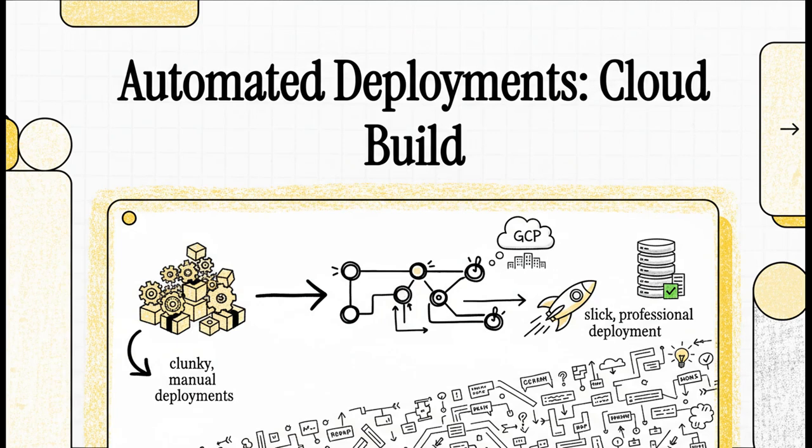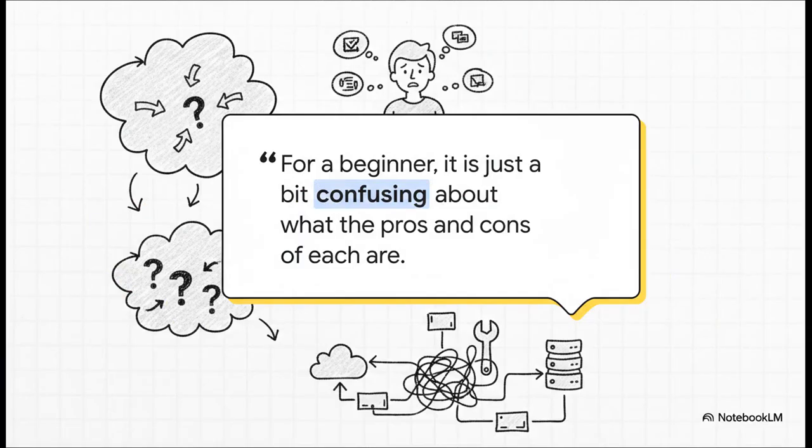All right, so if you're a developer on Google Cloud, you've probably felt that itch, right? The need to move away from clunky manual deployments to something slick, professional, and totally automated. It's a path a lot of us go down, but man, it can be confusing. Today, we're going to lay out a clear roadmap to get you there. Let's dive in.